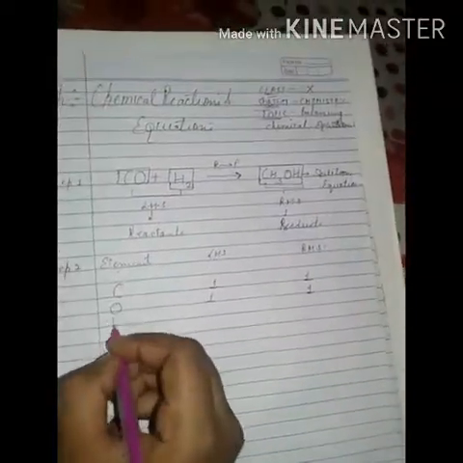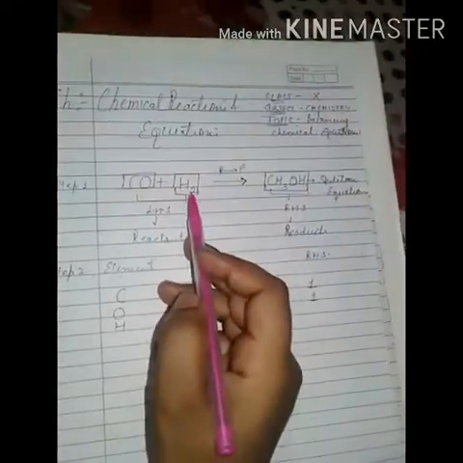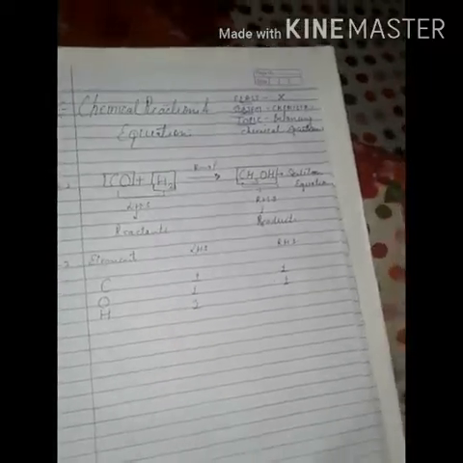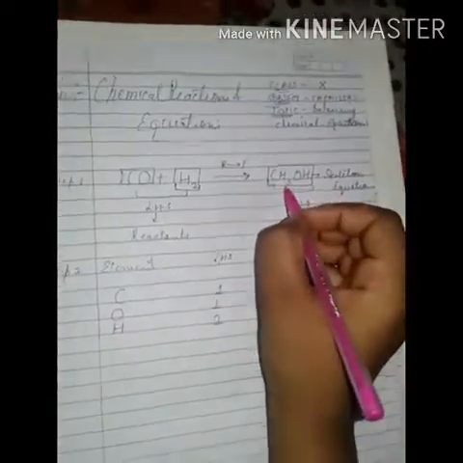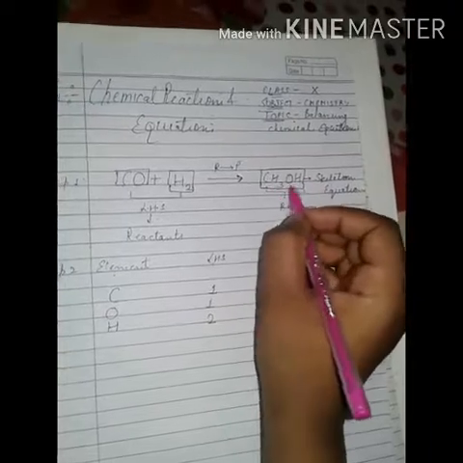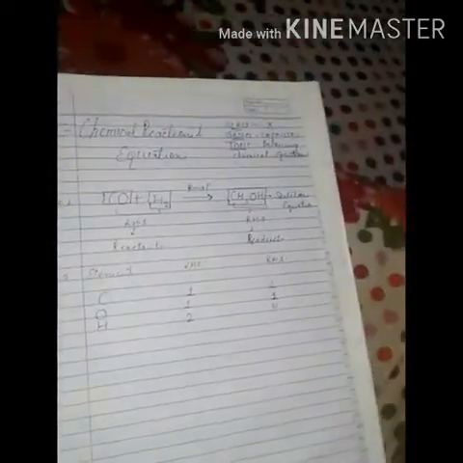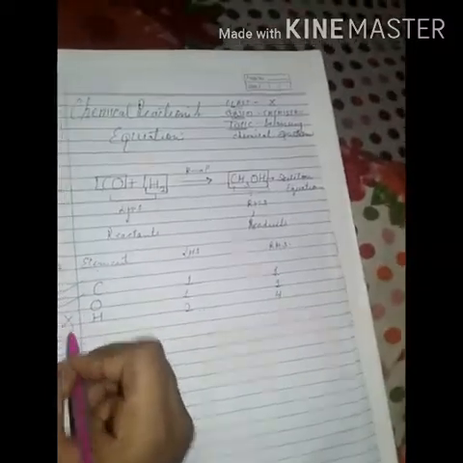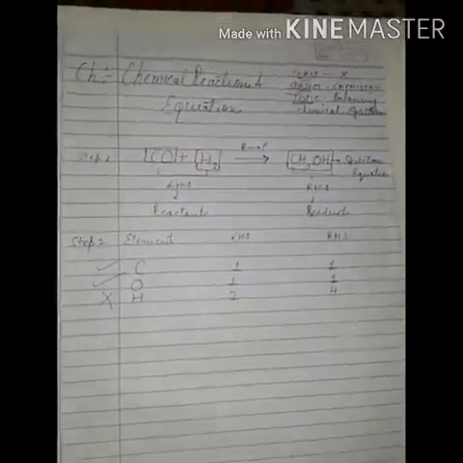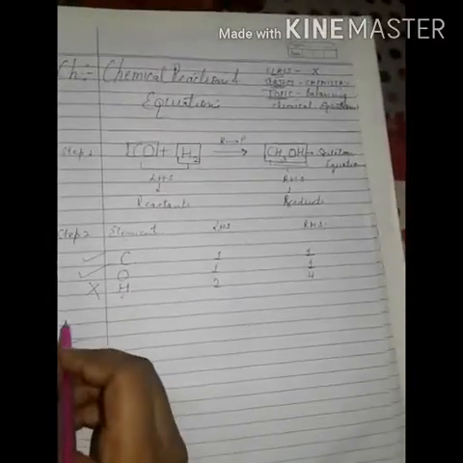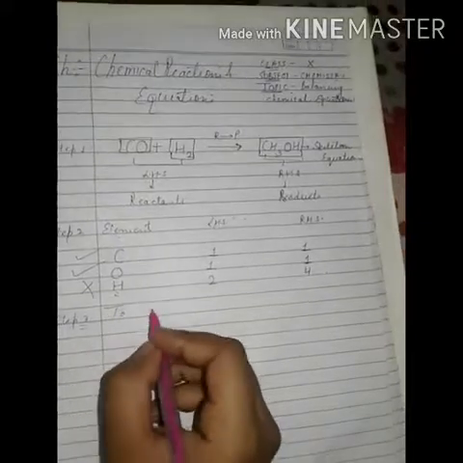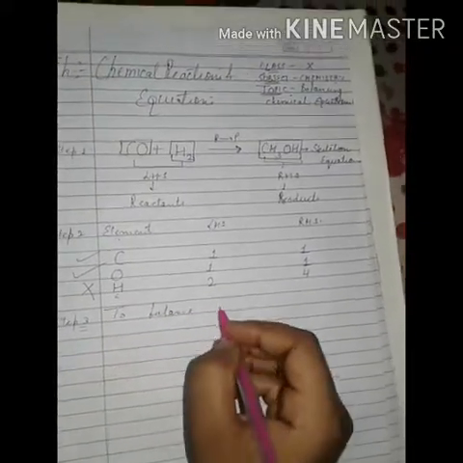Now the next atom is hydrogen. Count it out. How many atoms are there? We are counting atoms here. 2 on the left. And on the right, 3 and 1, that is 3 plus 1, 4 atoms. Looking at this table carefully, we analyze that carbon is balanced, oxygen is balanced, but hydrogen is not balanced. So our third step will be focused on hydrogen. The third step is to balance hydrogen.